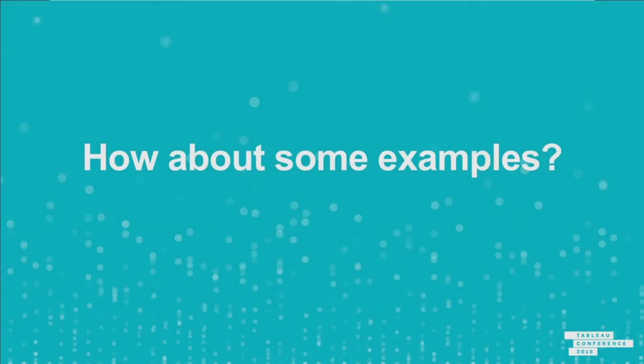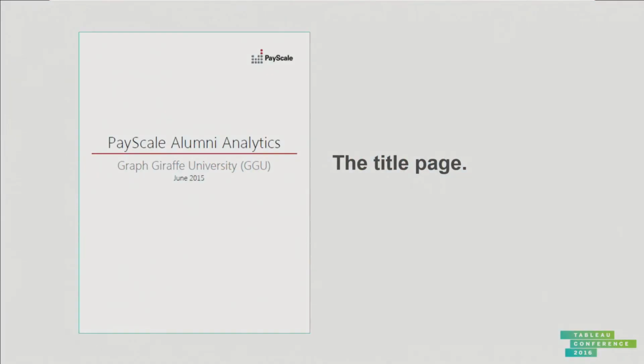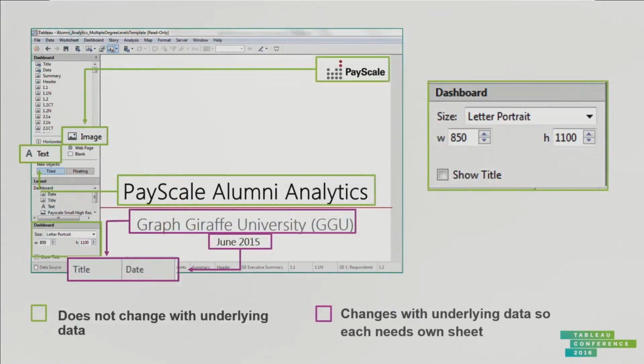So, examples. This is the fun part. So the simplest page is the title page. It has the least amount of things on it. If we look at it in detail, it only has 4 objects on it. It has my PayScale logo, it has my PayScale Alumni Analytics, it has my school name, and it has the date of my report on it.